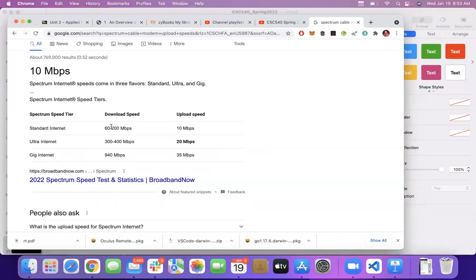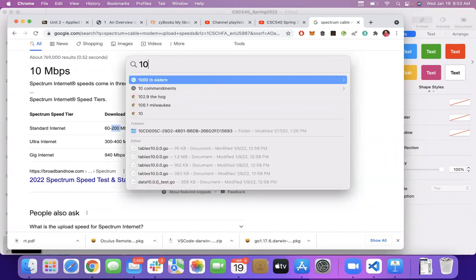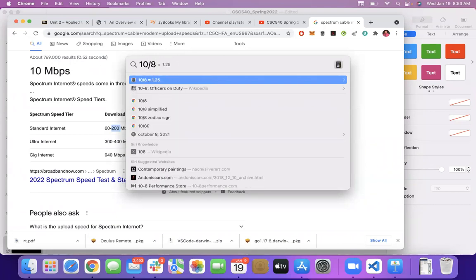All right. But your download is 200 megabits, but your upload might be 10 megabits. Well, what's 10 megabits? 10 megabits is 1.25 megabytes per second. Okay, that's your upload speed, 1.25 megabytes every second.